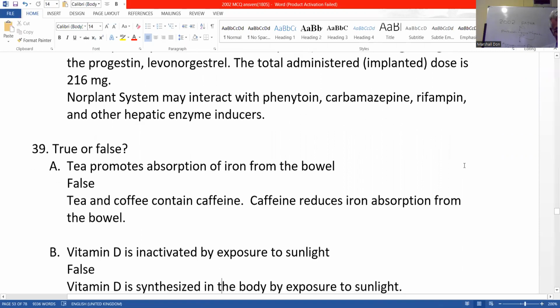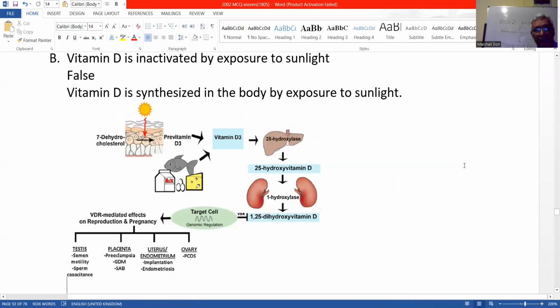B. Vitamin D is inactivated by exposure to sunlight. So vitamin D is synthesized in the body when you have sunlight.